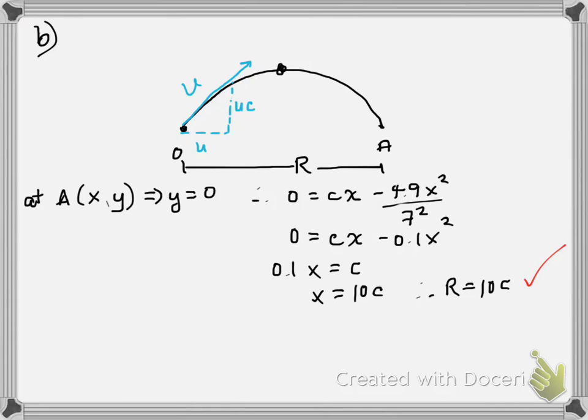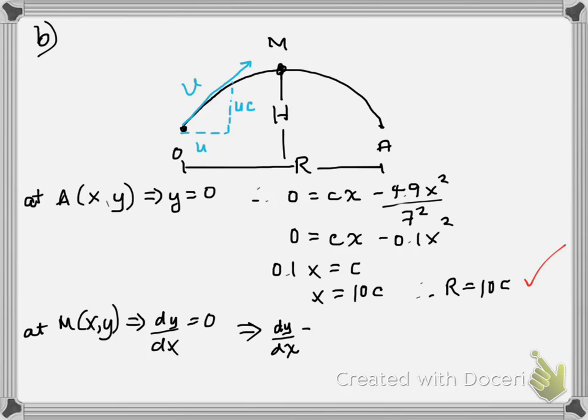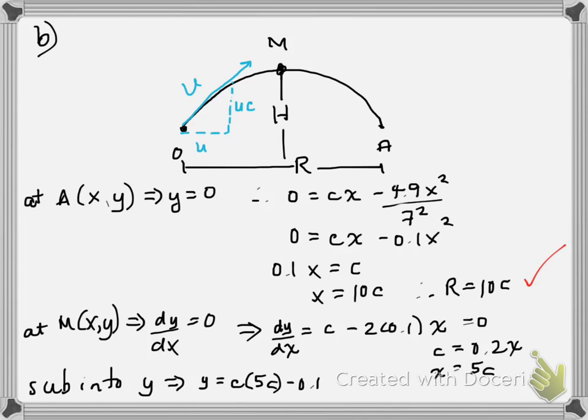Okay, so at the maximum point, I'm just going to denote it as an M. We have max height. And what do you know about max height? You know the gradient is 0. So get your dy/dx, set it equal to 0, and you solve for x, because reread the question, they want it in terms of c. Substitute that into your formula from A part, and simplify. H is 2.5c squared.